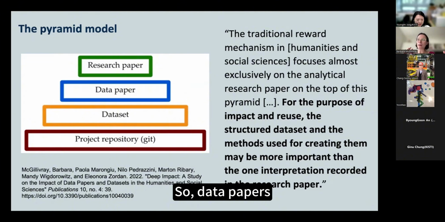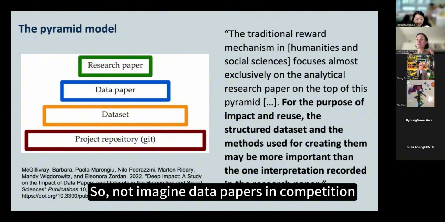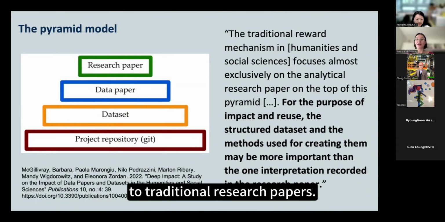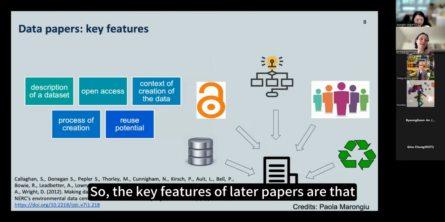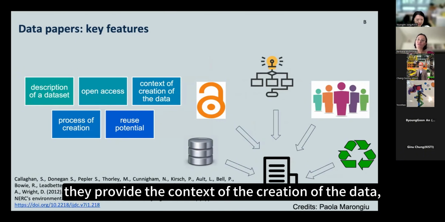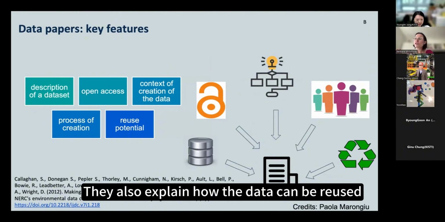So data papers are part of this ecosystem of outputs that a research project produces. So do not imagine data papers in competition to research papers, but as complementary to traditional research papers. The key features of data papers are that they describe a data set, they're open access, they can provide the context of the creation of the data, and they describe the process of creation. They also explain how the data can be reused.